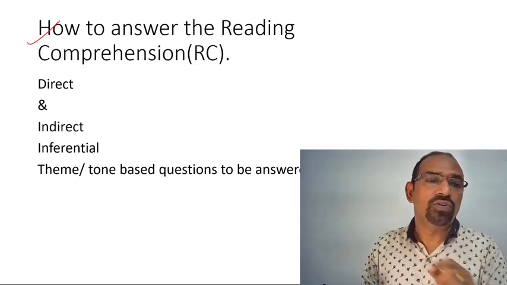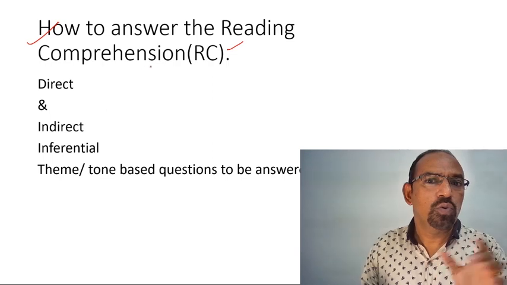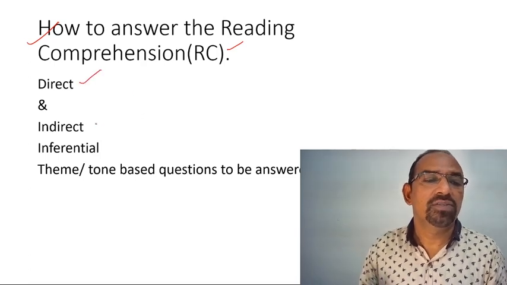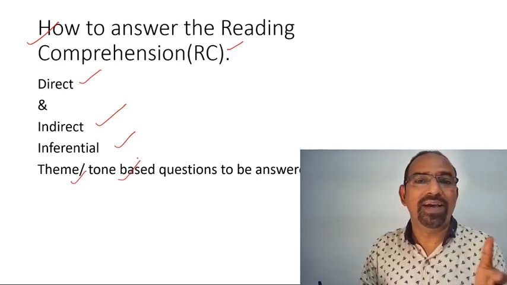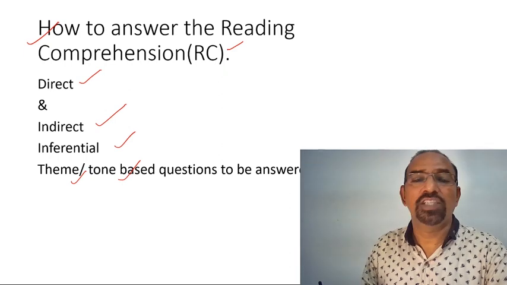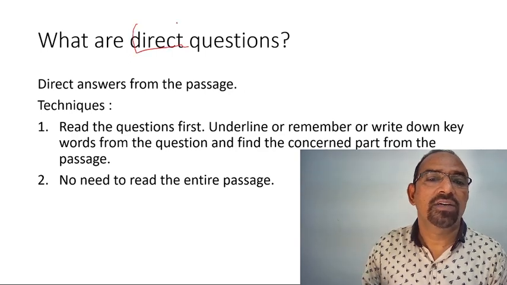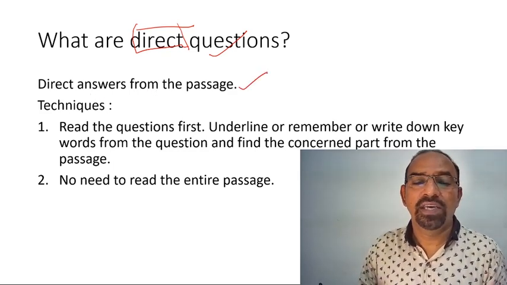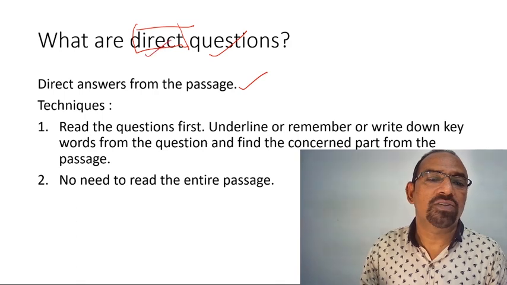Next thing we are going to check is how to answer the reading comprehension or RC. There are so many types of questions that can follow a reading passage. Some are direct, some are indirect; inferential, theme or tone based questions can be asked. How can these questions be solved? That is what we are going to check now. First, we can check the direct questions. The direct answers from the passage. If you can get the direct answers from the passage, such questions are called direct questions.